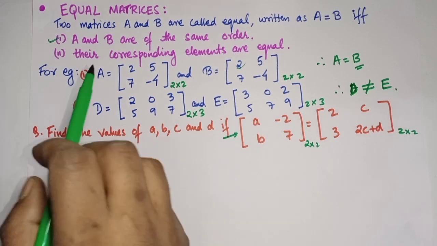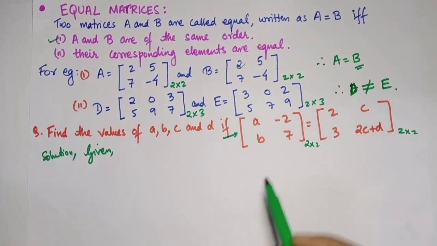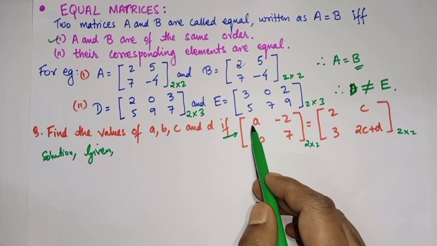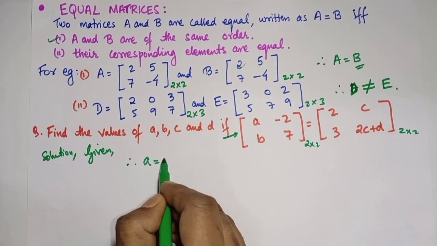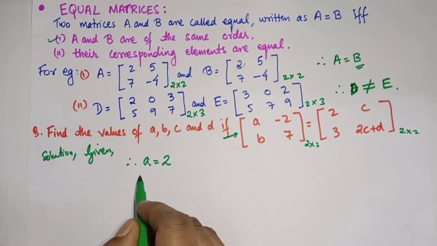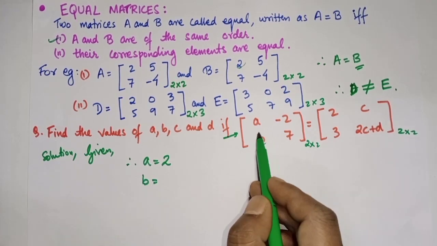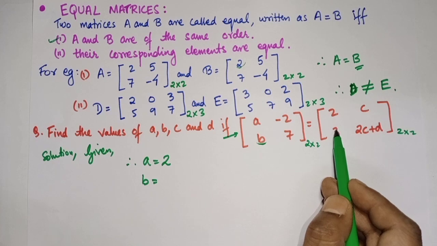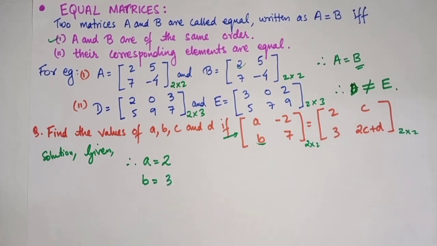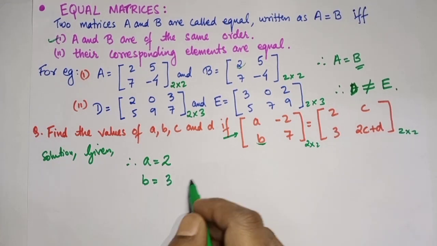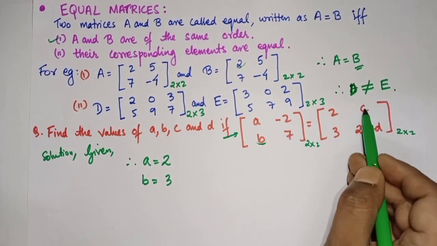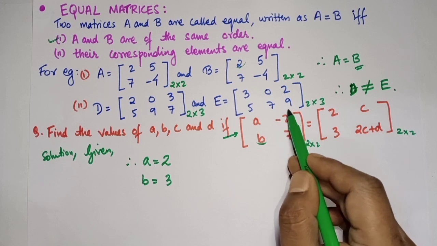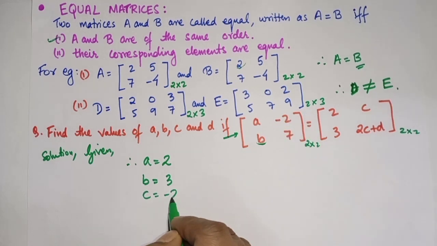Now by the rule of equal matrices, the corresponding elements should be equal. That means this A should be equal to 2, so directly I can write A equals 2. Similarly B, can you tell me B's corresponding element? 3, yes or no? That means B is equal to 3. And you can see C is there. C's corresponding element is minus 2. That means C equals minus 2.